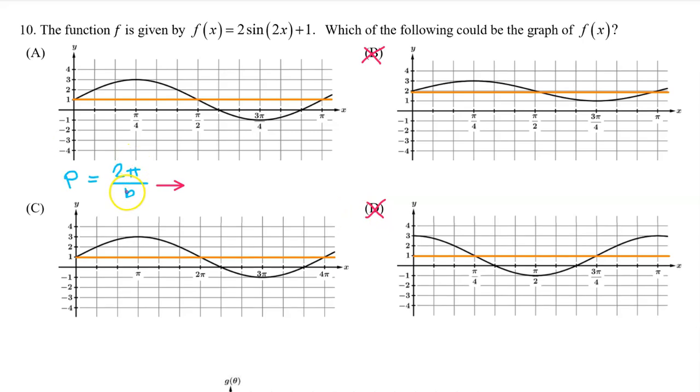We can find the period to choose between the remaining options, and the period is equal to 2 pi over the b value. So in this case, the period will equal 2 pi divided by 2. That's the b value. Therefore, the period is going to be pi. The 2's cancel out. Option A is the one that has a period of pi. So the answer is A.